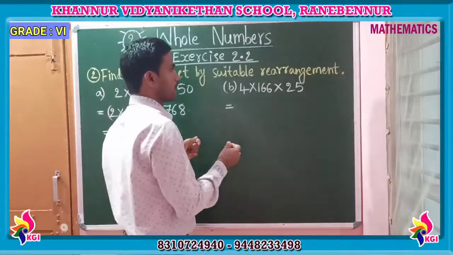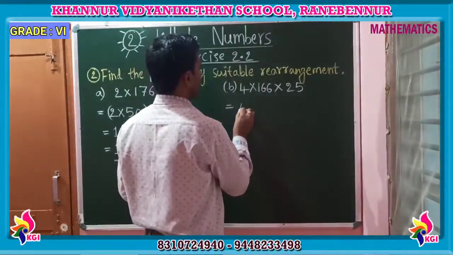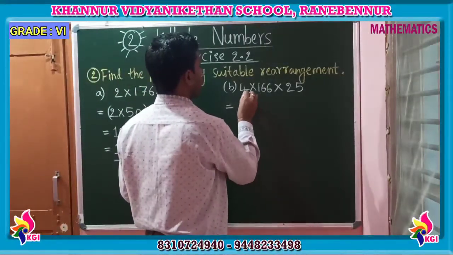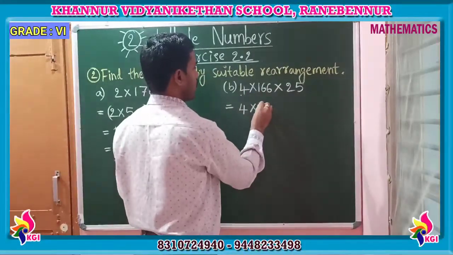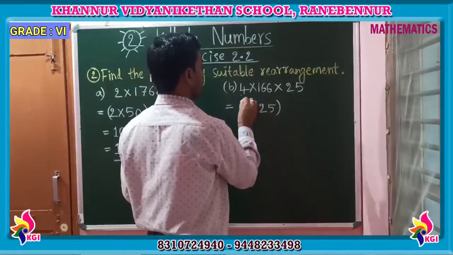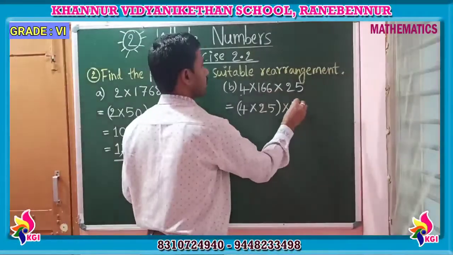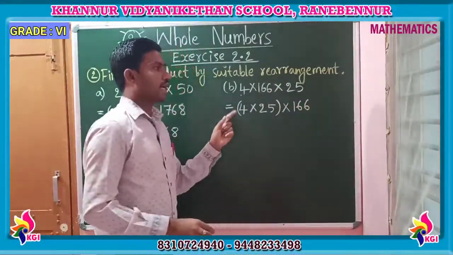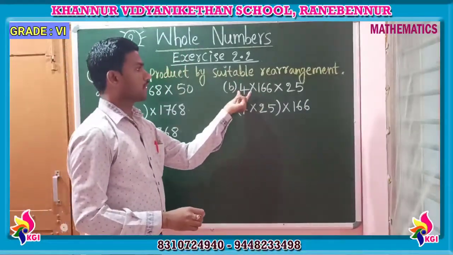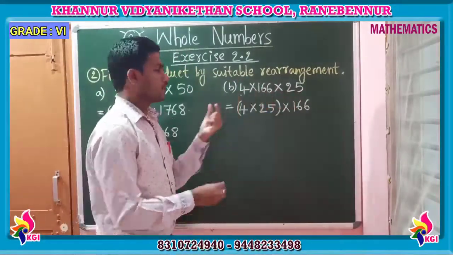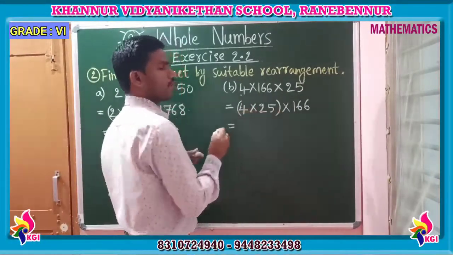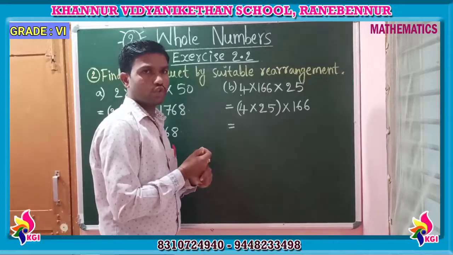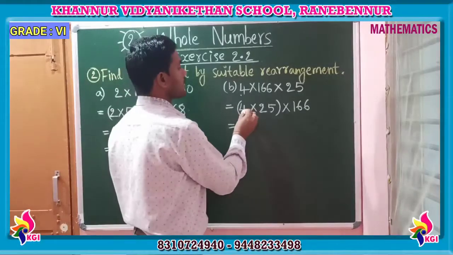I am taking one rearrangement here. Now what I am doing here, I am writing this first number and this third number, 4 and 25, in a group, and this second number, 166, you take outside. First of all you have to multiply this 4 and 25. So my dear children, 4 25s are how much? Or 25 4s are. If you don't know the table, we can multiply by single digit.